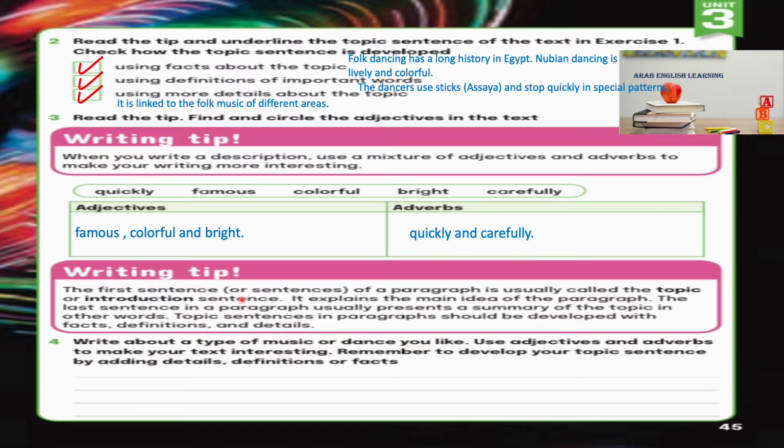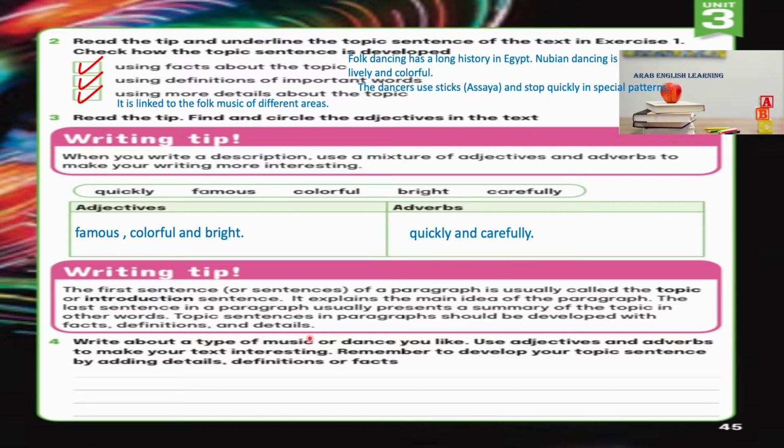Writing tip: the first sentence or sentences of the paragraph is usually called the topic or introduction sentence. It explains the main idea of the paragraph, and the last sentence in the paragraph usually presents a summary of the topic. In other words, topic sentences in paragraphs should be developed with facts, definitions, and details.